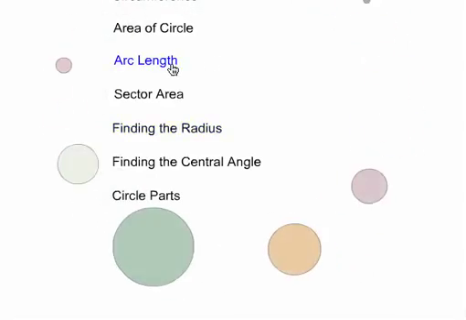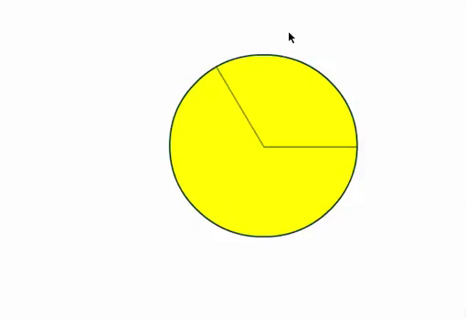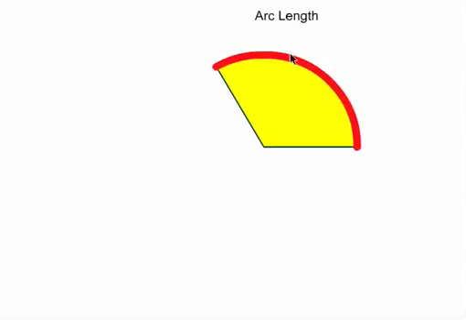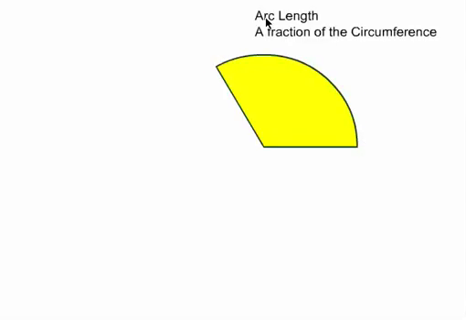Hello, we're going to be looking at arc length. So here's a circle, and this is a fraction of the circle, the sector, and then this is an arc, and how long it is is called the arc length. Okay, so the arc length is a fraction of the circumference.